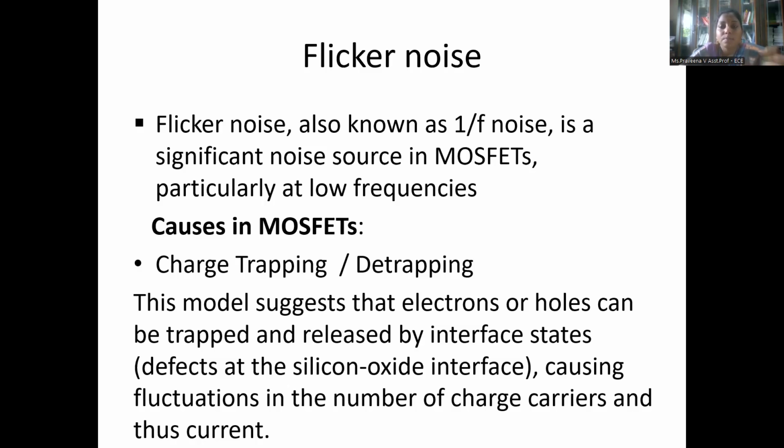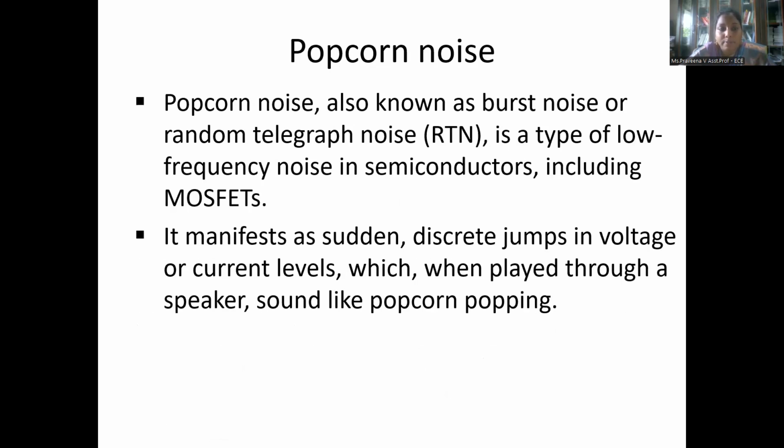So, flicker noise, let us see the overview. The flicker noise is otherwise called 1 by F noise. It is mainly found in the MOSFET, and it increases as the operating frequency decreases. It is mainly caused by trapping and re-trapping of charge carriers at defects near the silicon oxide interface. So this results in a current fluctuation.